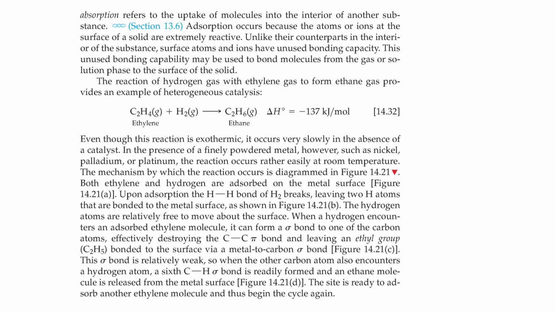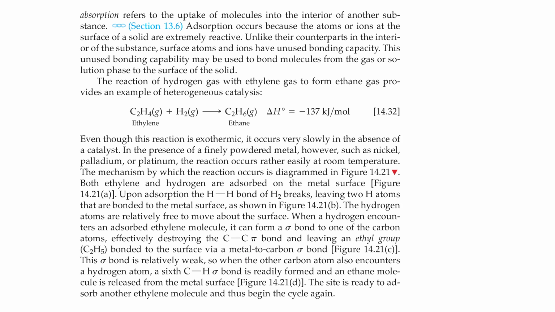The reaction of hydrogen gas with ethylene gas to form ethane gas provides an example of heterogeneous catalysis. Even though the reaction is exothermic, it occurs very slowly in the absence of a catalyst. In the presence of a finely powdered metal, however, such as nickel, palladium, or platinum, the reaction occurs rather easily at room temperature. The mechanism by which the reaction occurs is diagrammed in Figure 14.21.